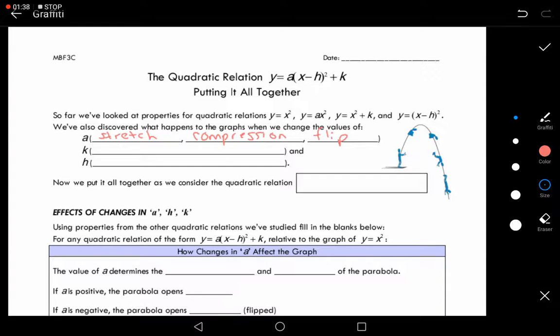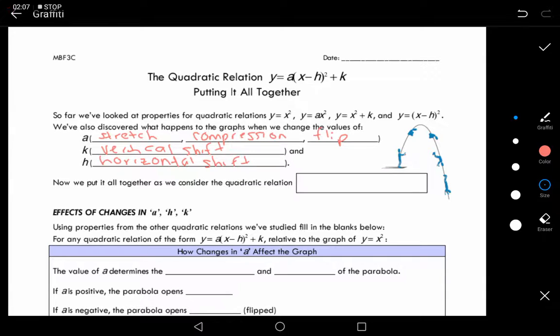Okay, for K, we saw vertical shifts, so vertical shift up and down, right? And for H, we saw horizontal shift. So that was to the left or to the right. Horizontal shift. Okay, so now, like I said, we can put all of this together.